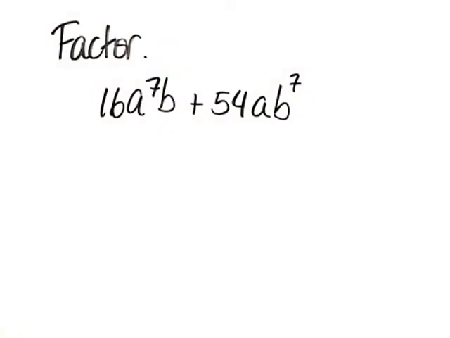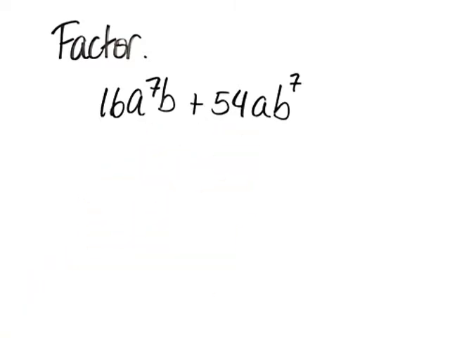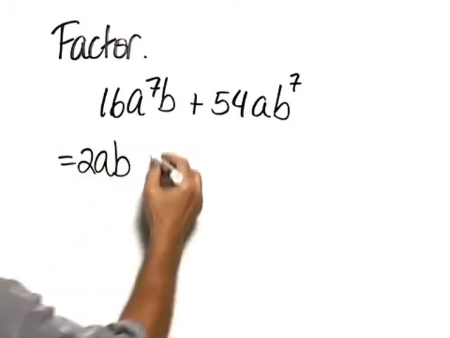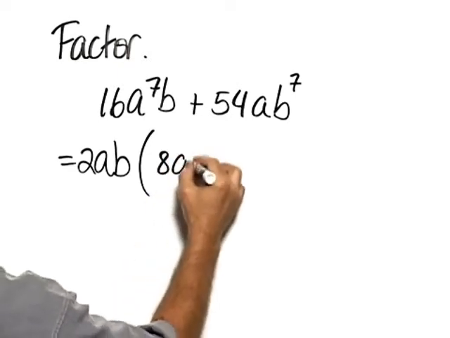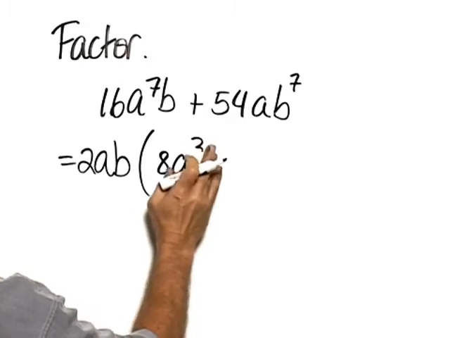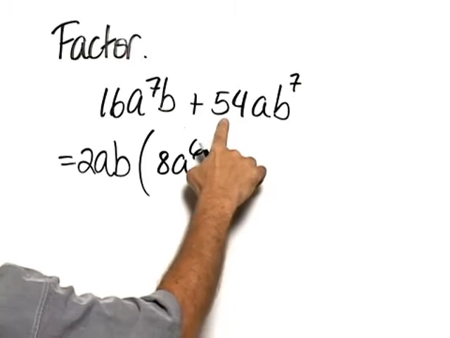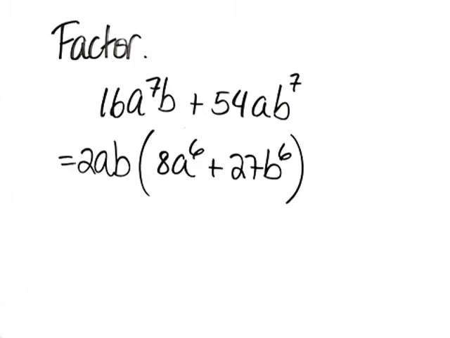Factor 16a to the 7th times b plus 54a times b to the 7th. When we look at these two terms, we should recognize that there's a common factor of 2ab. And when we factor out the common factor of 2ab, we have 8a to the 6th power plus, factoring a 2 from here, 27b to the 6th power.